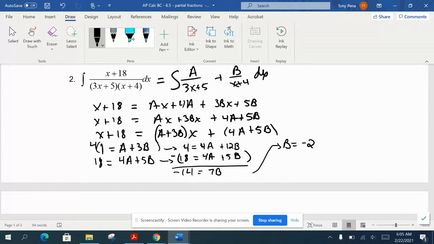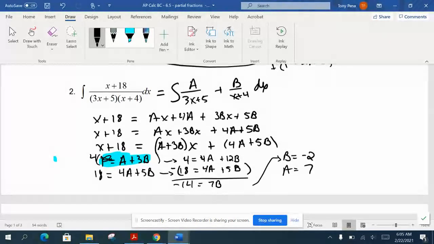Once we know B is negative 2, which one will we plug it into? I'm plugging it into this one here. A plus 3B is 1. We now know B is negative 2. So what does that mean? Negative 6. A is 7. So what we're then going to do, come up to here. We now know that this is 7 over 3x plus 5 minus 2 over x plus 4. That's what we want the antiderivative of.